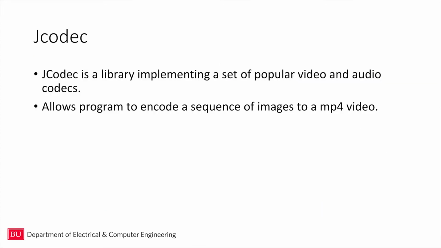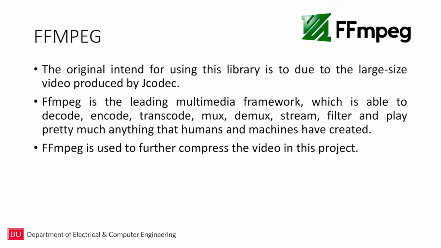There are 3 libraries that are used in this program. One is JCodec, and the other one is FFmpeg, and the last one is the video effect. The JCodec is basically a library that implemented a set of popular video and audio codecs. And in our program, the JCodec basically allows the program to encode a sequence of images to a MP4 format video.